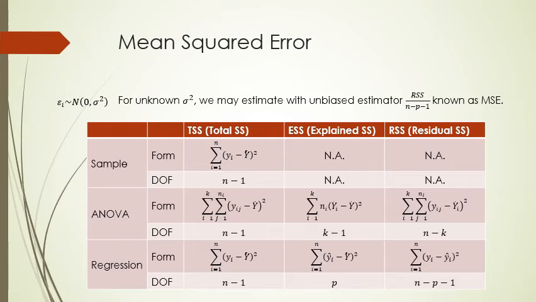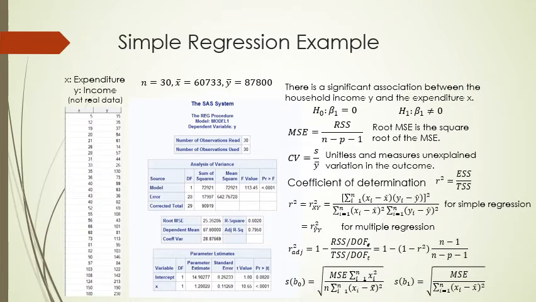The table connects the ANOVA tests and the regression and gives an intuitive explanation about the definition of mean squared error. In machine learning, sometimes we may use RSS divided by n as the mean squared error, which is a biased estimator in statistics. This slide is an example of simple linear regression.